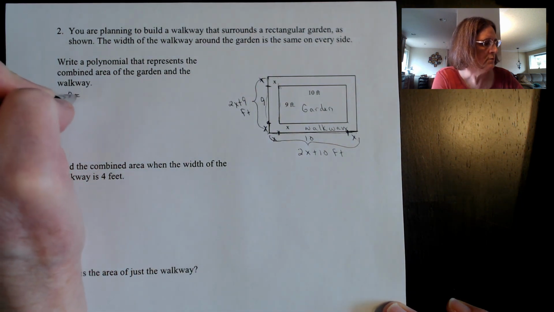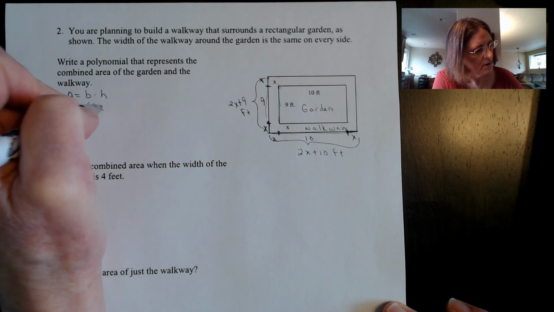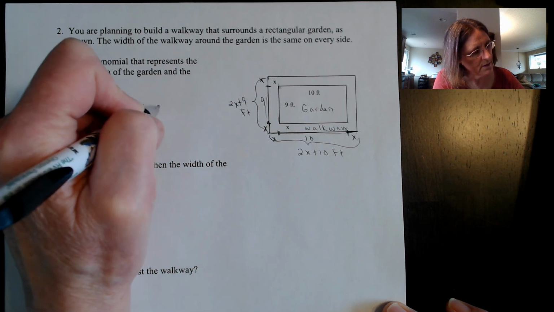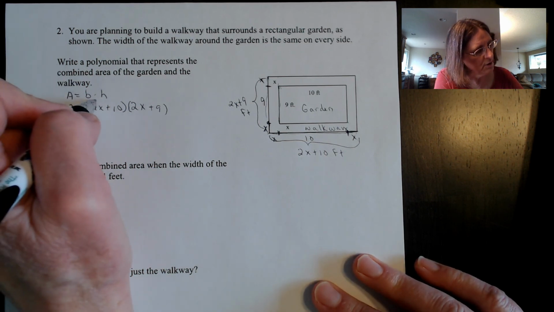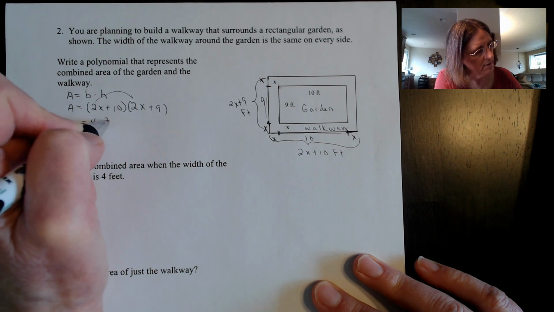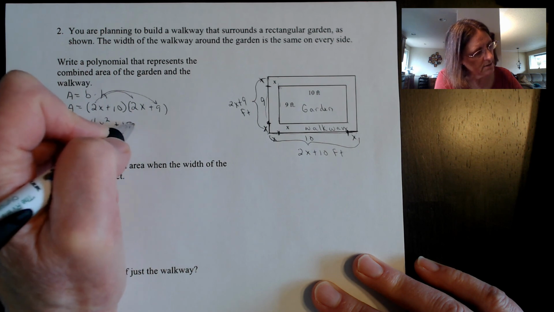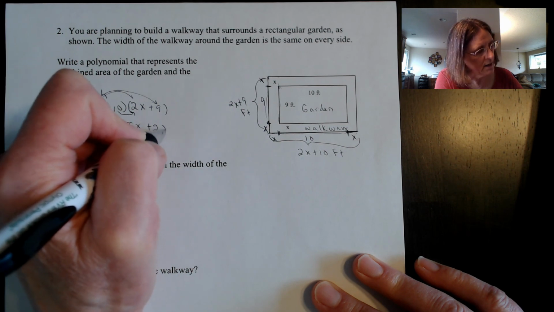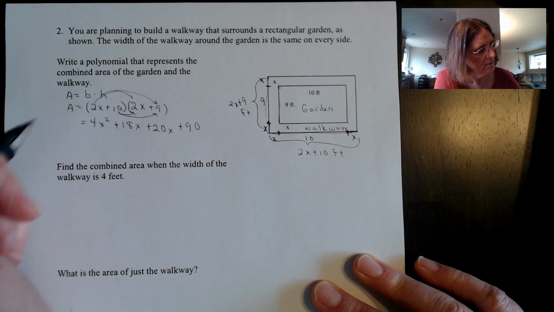So area is equal to base times height. Our area is equal to our base, 2x plus 10, multiplied by our height, 2x plus 9. I'm going to use FOIL to multiply these out. So starting with our first term, 2x times 2x is 4x squared. Outer, 2x times 9 is 18x. Inner, 10 times 2x is 20x. And finally last, 10 times 9 is 90.